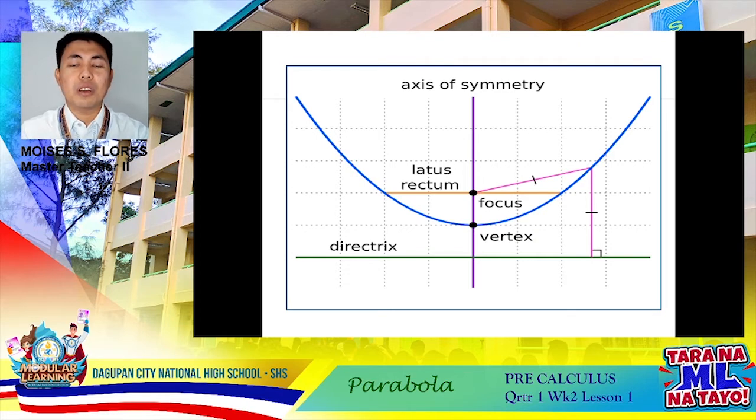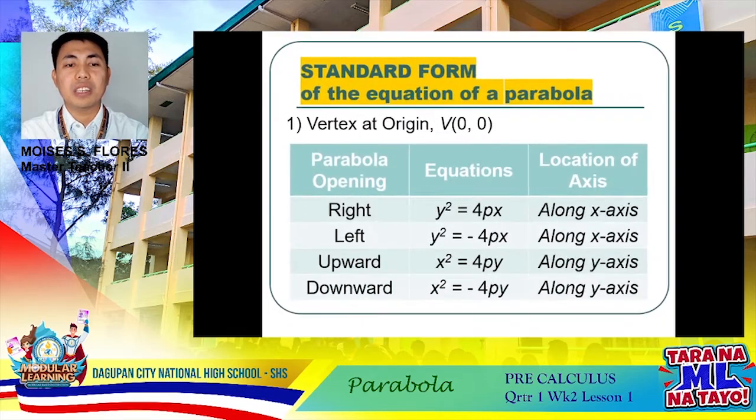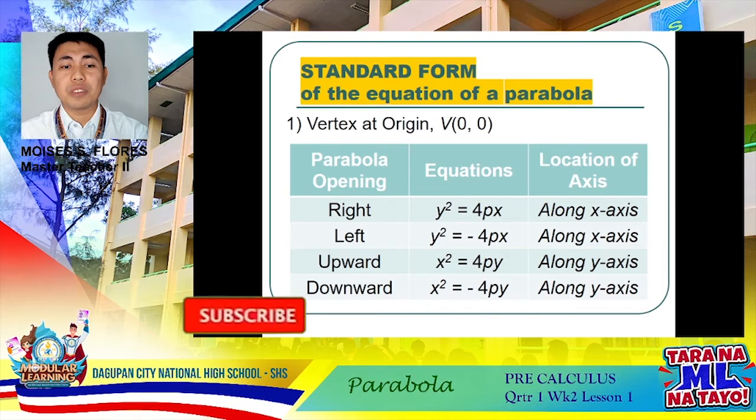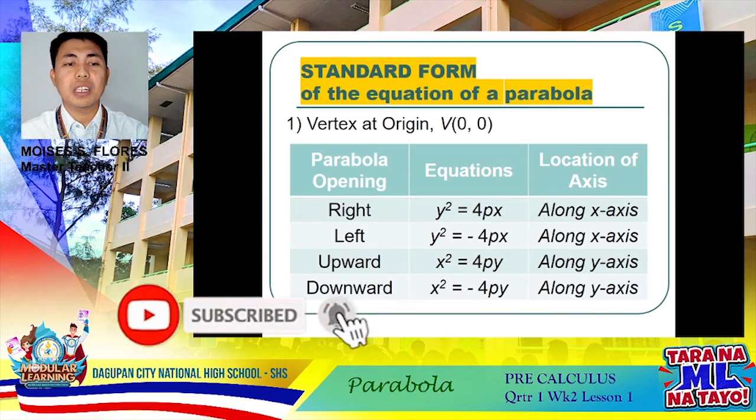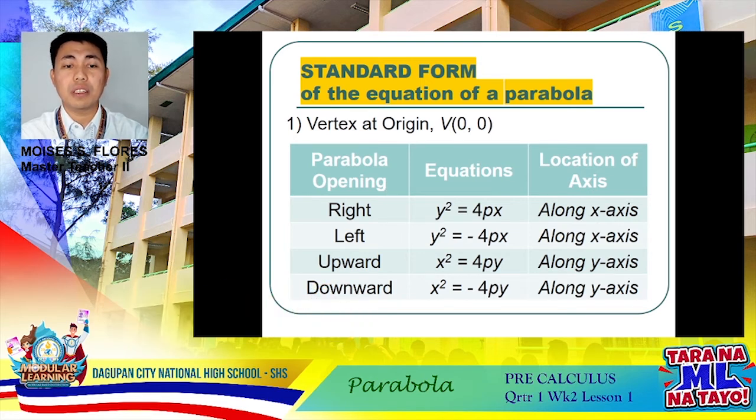The same is true when we consider the second competency, which is the equation of a parabola. Now, let's discuss first the standard form, and we have two forms here, starting with vertex at the origin. If you take a look at our table, you notice that once our parabola opens to the right or to the left, your equation on the variable y is in the second degree.